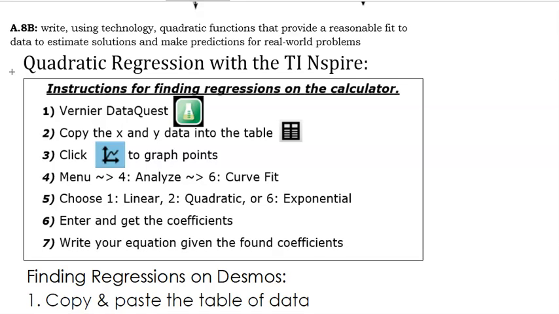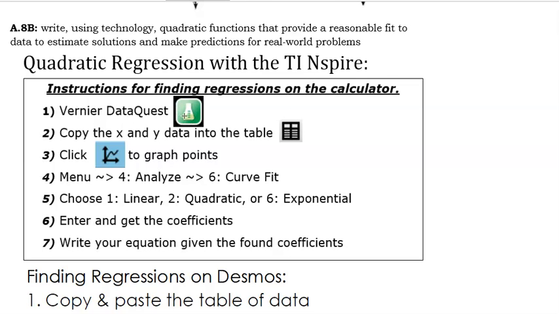This topic is all about quadratic regressions. We have the Algebra 1 topic 8b. Write using technology quadratic functions that provide a reasonable fit to data to estimate solutions and make predictions for real-world problems. Here's the steps to do that in the TI Inspire.